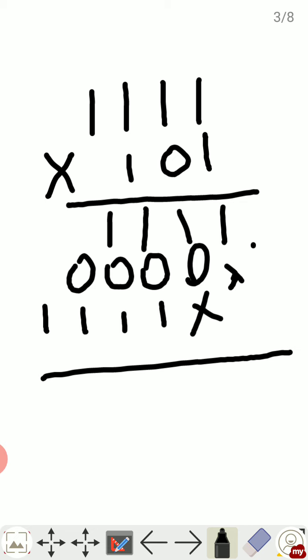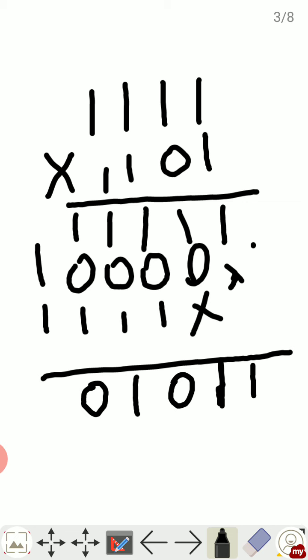So here 1, 1 plus 0 again 1, 1 plus 0 1, again 1 plus 1 is 10, so 0 and 1 carry, 1 plus 1 is 10, 10 plus 0 again 10, 10 plus 1 will be 11, so 11 carry, 1 plus 0 is 1, 1 plus 1 is 10, so 0 and 1 carry, again 1 plus 1 will be 10. So this is the answer, 1001011.